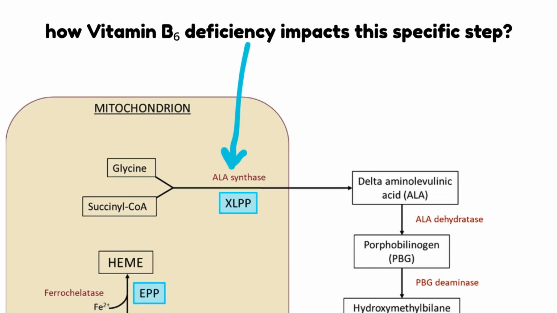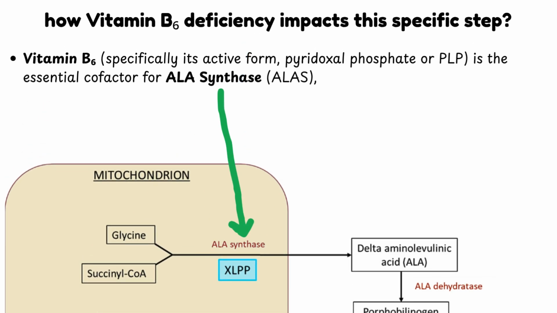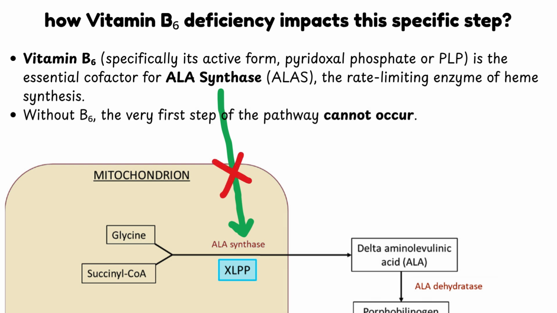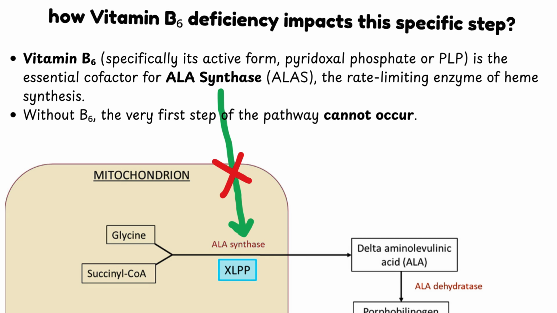How does vitamin B6 deficiency impact this specific step? Vitamin B6, specifically its active form, pyridoxal phosphate, is the essential cofactor for aminolevulinic acid synthase, the rate-limiting enzyme of heme synthesis. Without B6, the very first step of the pathway cannot occur.